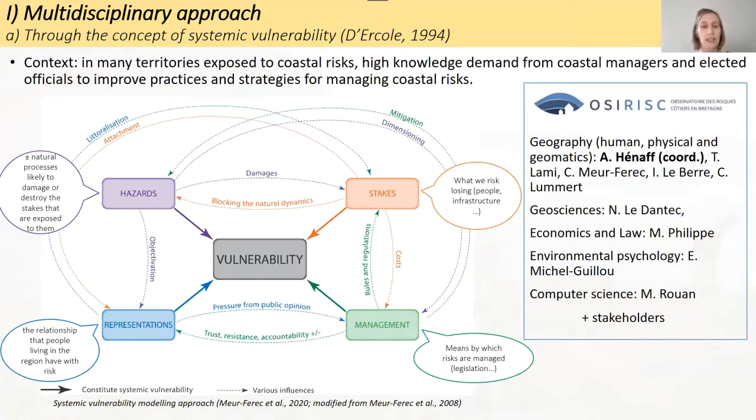Management encompasses the means by which risks are managed and their application by the actors involved in governance at the field level. Representations reflect the relationship that people living in the region have with risk: relationship to place, risk sensitivity. This component has long been neglected in risk studies.